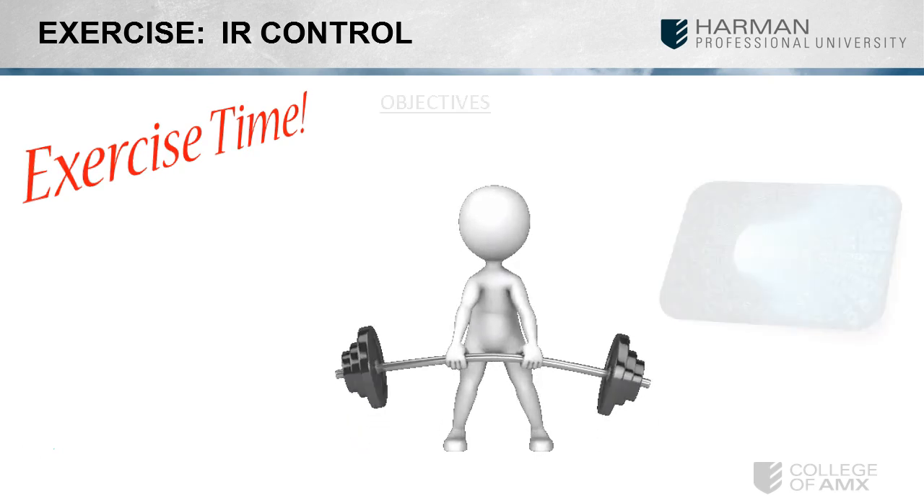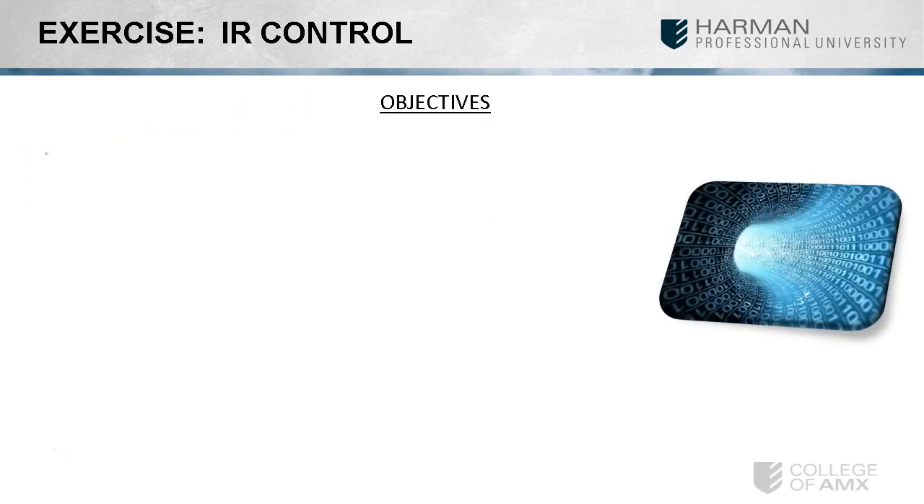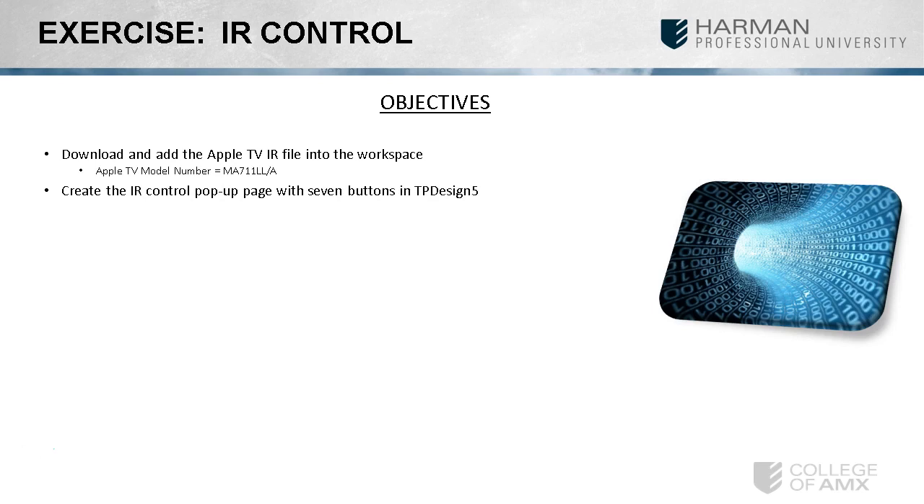Your task is to build a solution to control an Apple TV using IR control. Download the Apple TV IR file from the AMX website. The model number of the Apple TV is MA711LL/A. Once downloaded, import it into your workspace. Create an IR pop-up control page in TP Design for the Apple TV.